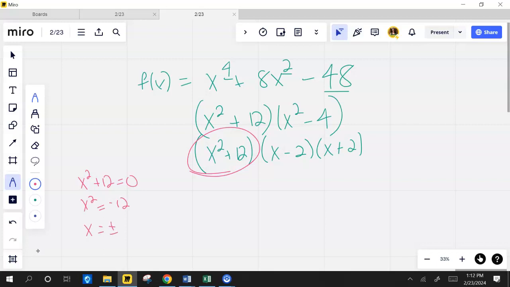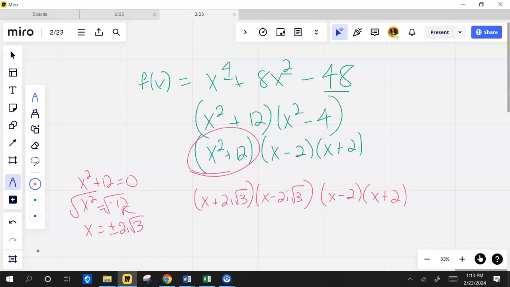Plus or minus 2i root 3. Agree or disagree? So if I take the square root here, and then I just split up the square root of 4 and square root of 3. That's right. Because it's imaginary, I have to do the plus and the minus, but I keep all the rest. And now I am completely linear.